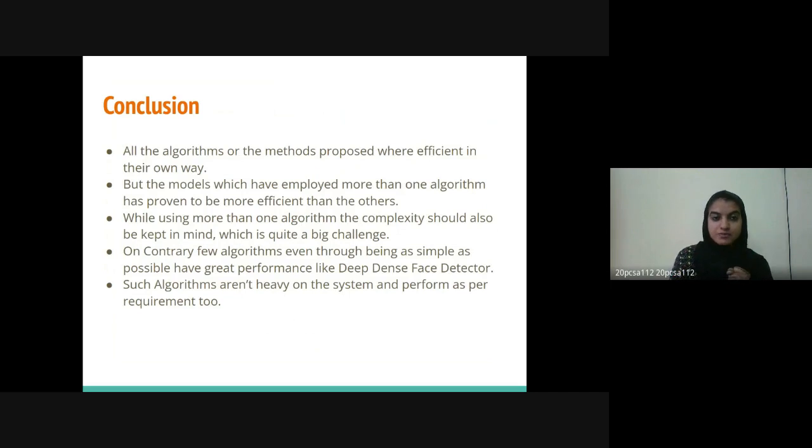That was also a very good outcome brought up by the authors. As per what I have understood, the models where there was integration of more than one proved to be a very good benchmark for others. But apart from that, even this deep dense face detector, even though it was a single one, still happened to surpass the expectations of what we were looking at in a face recognition algorithm. So that was my presentation. Thank you.